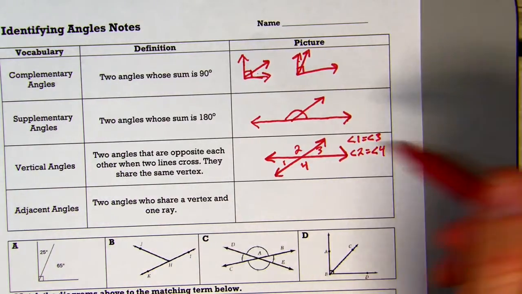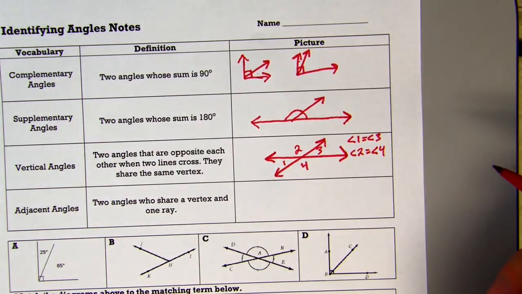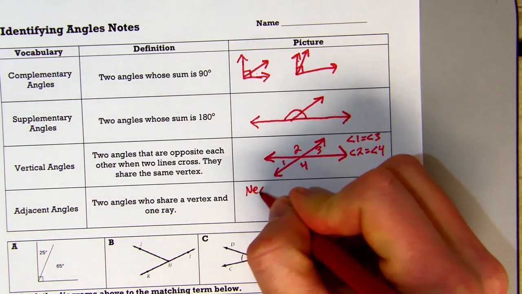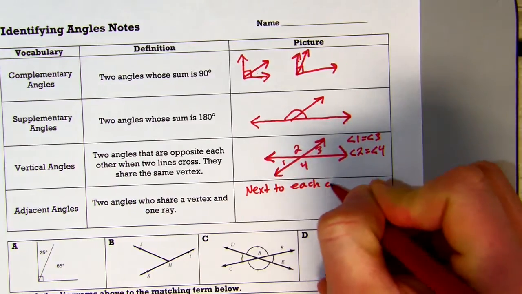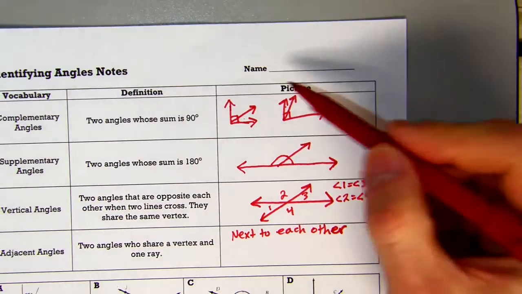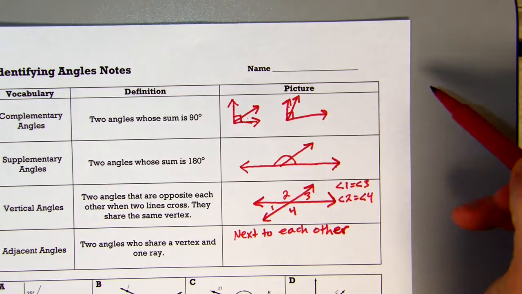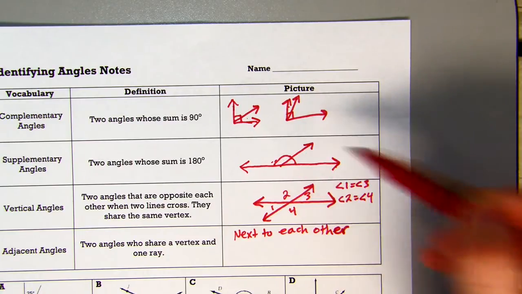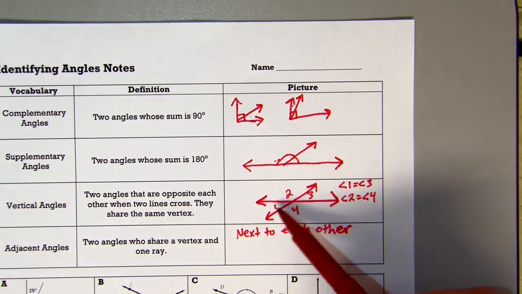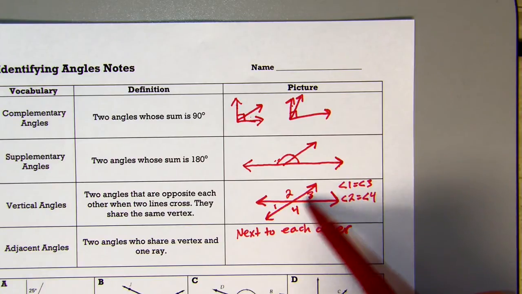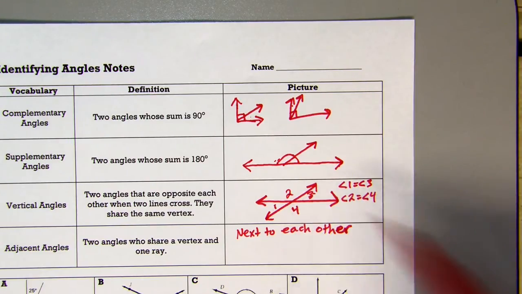And the last one is adjacent angles. These are two angles that share a vertex and one ray. So adjacent angles are also right next to each other. That's the key word. We'll say next to each other. And if we look at our previous examples here, complementary angles are adjacent. They are next to each other. Supplementary angles are adjacent. They are right next to each other. Vertical angles are not adjacent angles because they're across from each other. They're opposite, but you can say that angle 1 and angle 2 are adjacent, angle 4 and angle 3 are adjacent, 2 and 3 are adjacent, and 1 and 4 are adjacent.